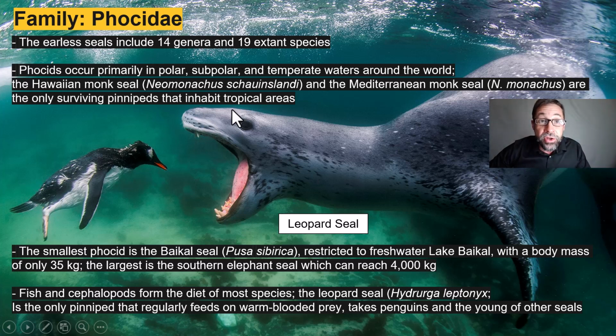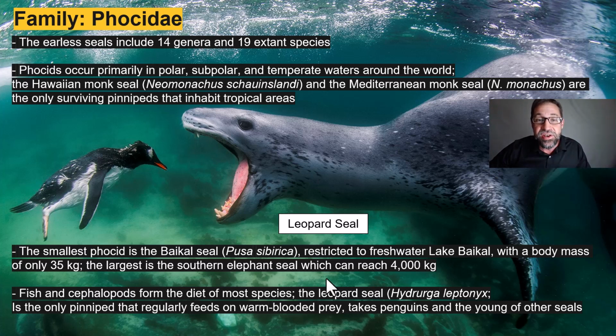The smallest phocid is the Baikal seal, which is restricted to the freshwater Lake Baikal. Those little seals have a body mass of only 35 kilograms. Whereas the largest earless seal is the southern elephant seal, which can reach 4,000 kilograms. We talked about elephant seals when we talked about mammalian mating systems.